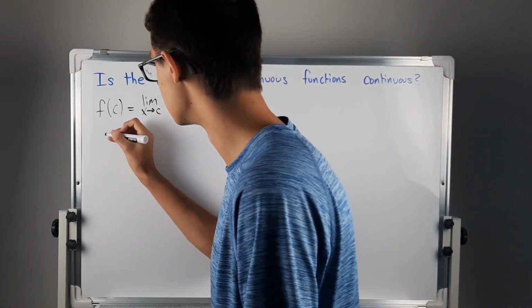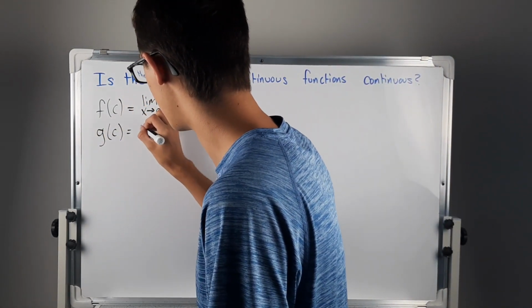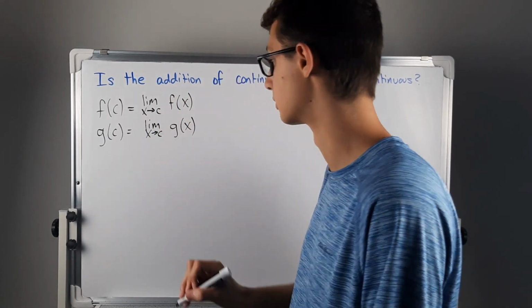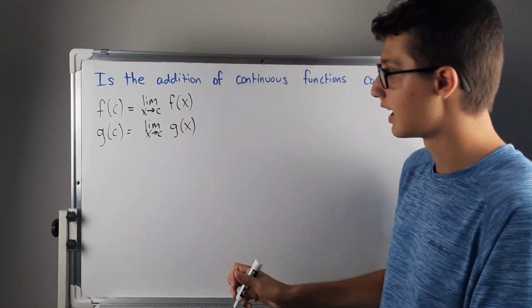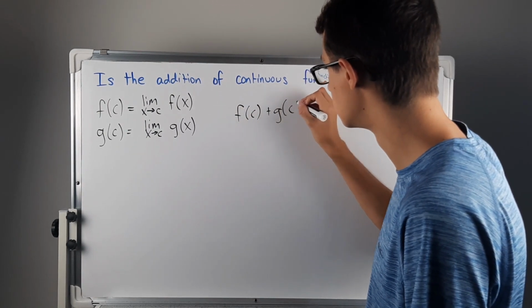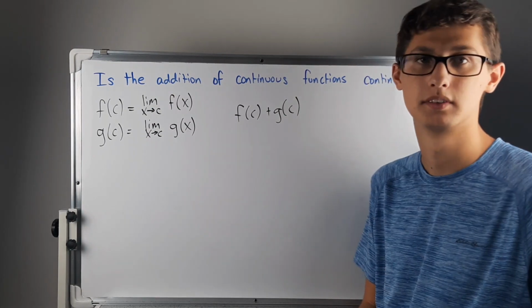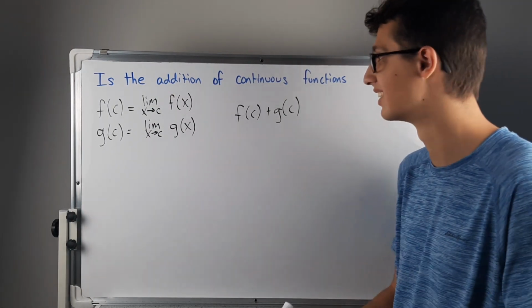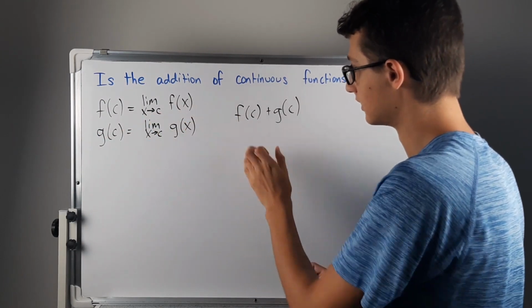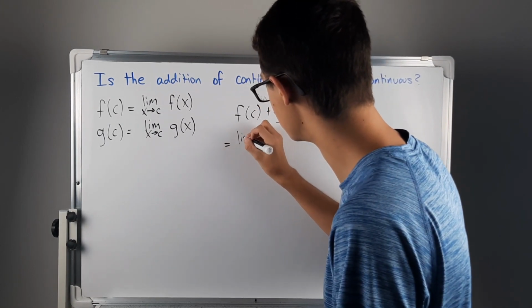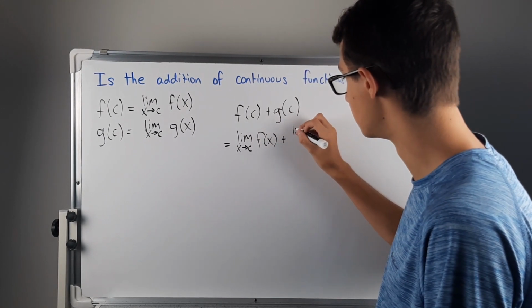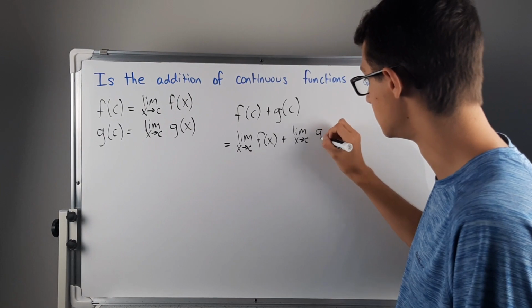So then we need a second function to add them together. So g of c also has to be equal to that same limit, just evaluated for g. So let's say we take f of c plus g of c. Is this continuous? Well, let's find out. We can take the limit and substitute, so this is going to be equal to the limit as x approaches c of f of x plus the limit as x approaches c of g of x.